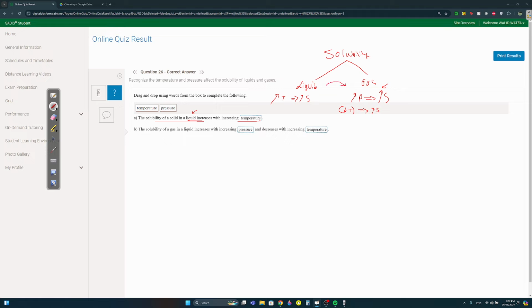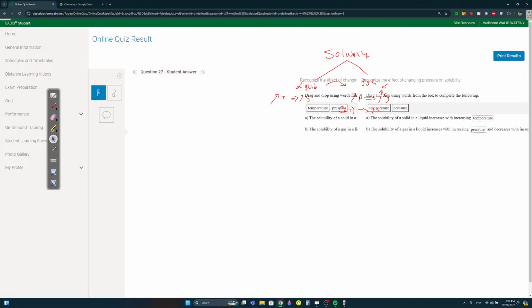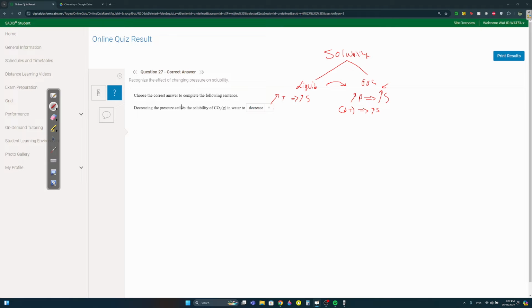Okay, so liquid and gas is the opposite. For liquid, if you increase temperature, you increase solubility. But for gas, to increase solubility, you need to decrease temperature. Okay, so the solubility of a gas increases if you increase the pressure, but decreases when does it decrease? When you increase temperature. Okay, 27. Decreasing the pressure causes the solubility of CO2 in water to decrease. Okay, if you're decreasing the pressure, because we're talking about a gas, that means you're decreasing solubility. So the solubility will decrease.